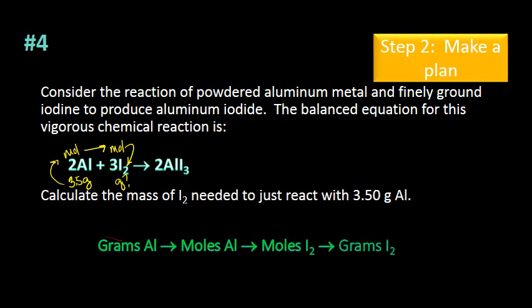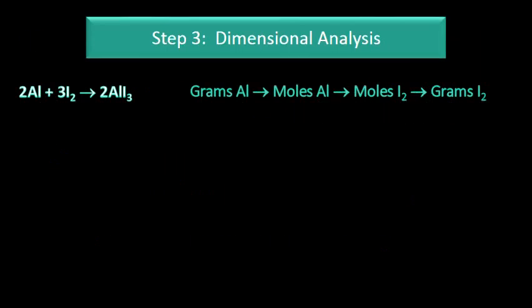Now, another way to make the plan is to write it like this. I've seen both ways done. Works just fine. Just make the plan. So once you have your plan made, I'm going to go ahead and rewrite it here. We have 3.50 grams, since that's what the sig figs are. And I need grams of this to make all the aluminum go away. So moles of this to moles of this to grams of that. Or you could have done it like this. Either one's fine. Just make the plan.